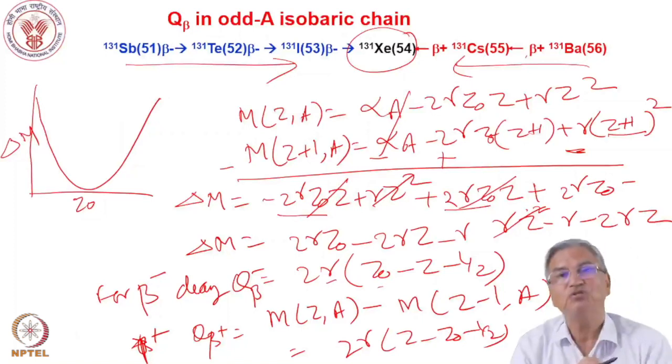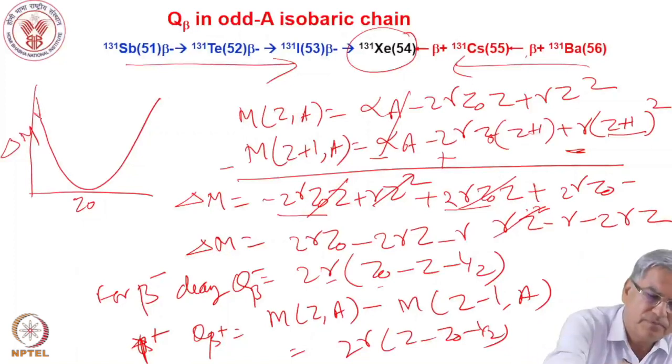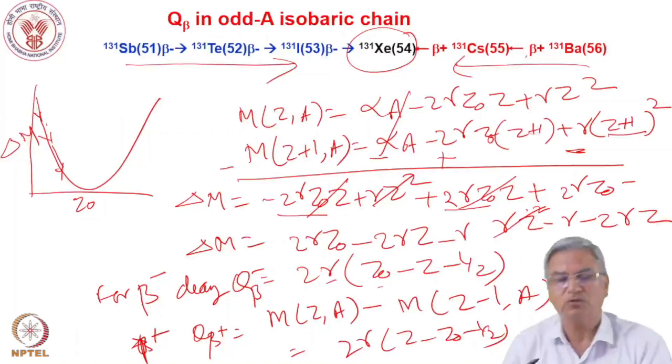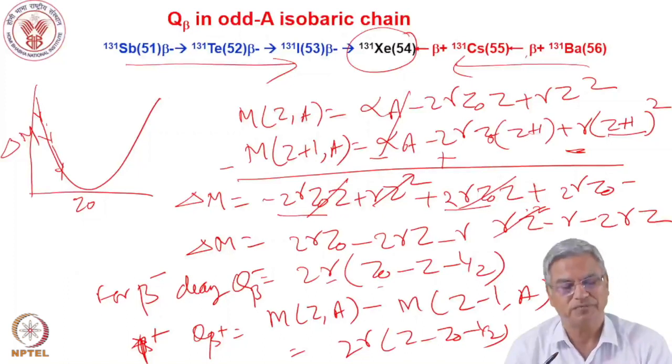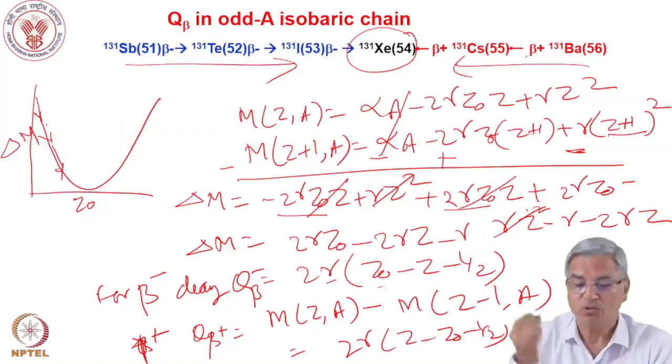So what essentially you need is two Q beta values along this decay, this parabola. If you know the two Q beta values, then you can find out the local constants Z0 and gamma, and thereby the Q beta value of any other isobaric chain. So this is the application of the liquid drop model.